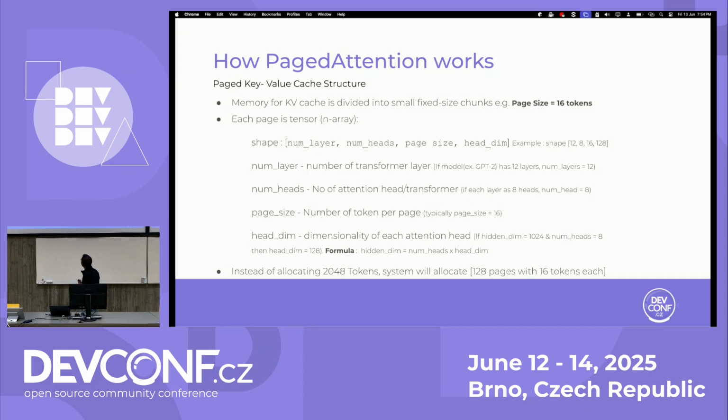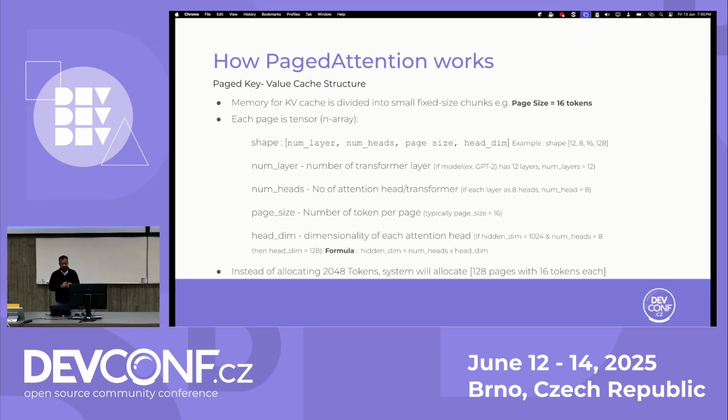Number of layers means how many transformer layers there are. On that basis, it can be 12 or 48 or 128, depending on which model you are using. In the example I have given GPT-2, which uses 12 transformer layers, that's why our number of layers is 12. Number of heads is the number of attention heads in that transformer; in our example each layer has 8 heads. Page size, as I told you, can be from 16 to 32. Here we have given the page size as 16.